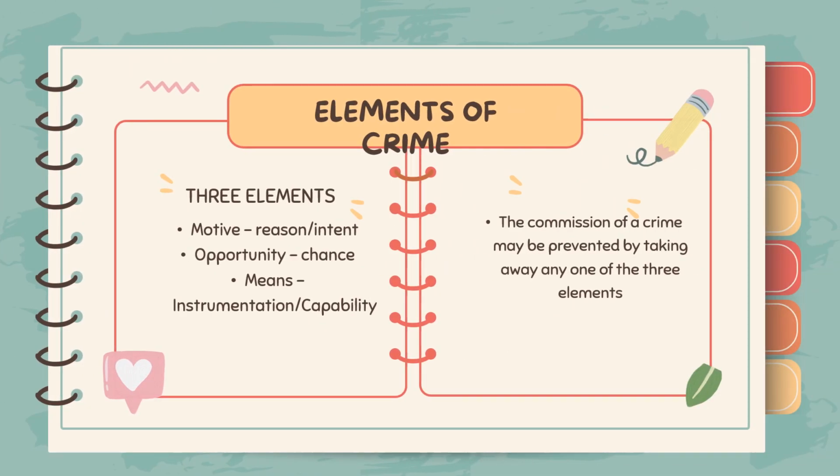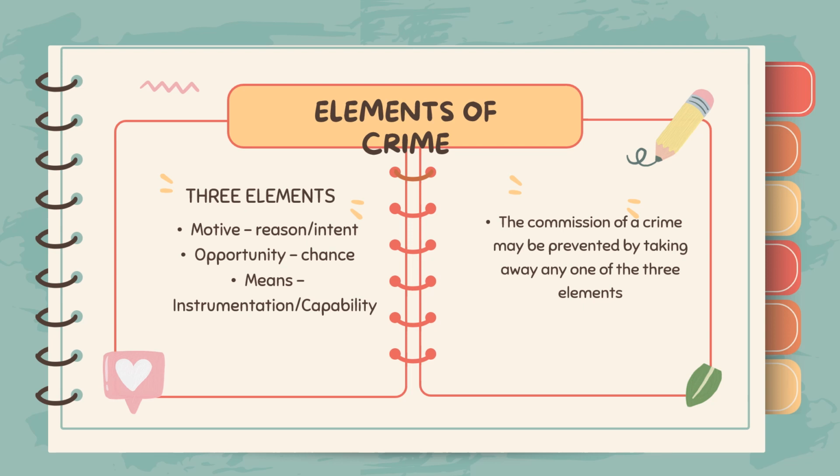And we have the three elements of crime. That is the motive, opportunity, and means. Motive is the reason or intent of an individual to commit a crime, whereas opportunity is the chance for an individual to commit a crime at the given space and time. Means refers to instrumentality or capability, so it refers to the ability of an individual to commit a crime.